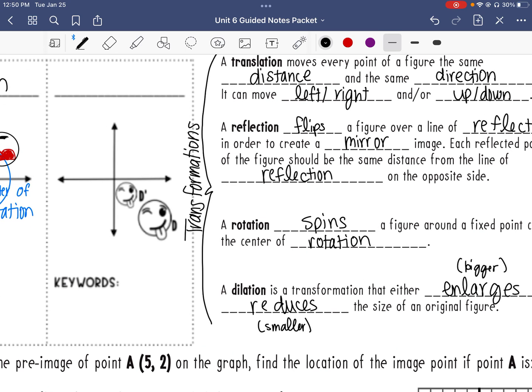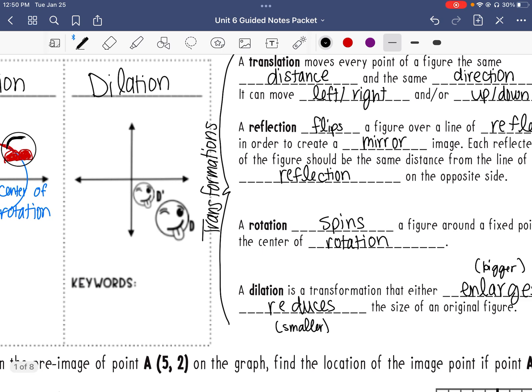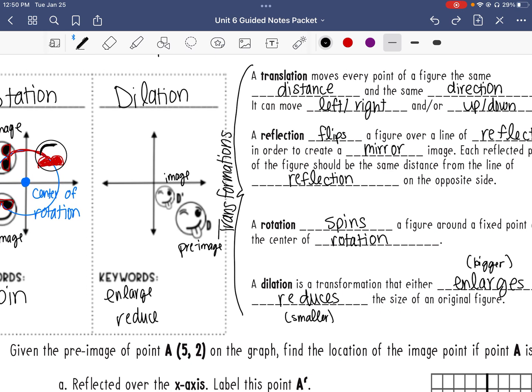Okay. So let's go over here. I'm going to call it a dilation. Label your pre-image and your image. And the keywords for this one would be either enlarge or reduce. So it's just making it bigger or smaller. So like from here to here, it's getting smaller. Okay. He talked about that a lot in the video with scaling. He talked about scaling quite a bit.